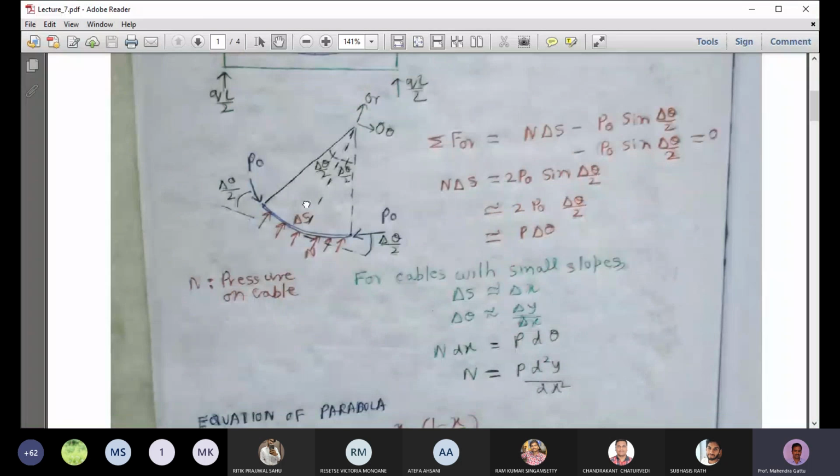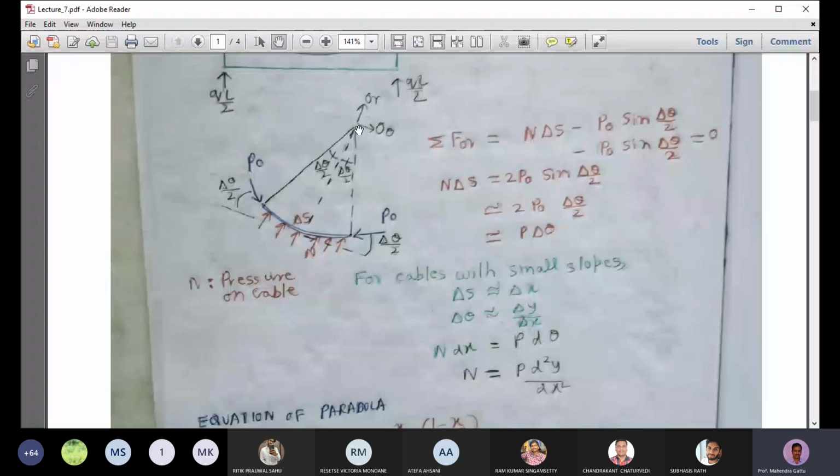So there will be pressure coming from the concrete onto the cable. That pressure is denoted by N, and it is like a stress value. When you multiply pressure with the area, we get the force. For this problem, we are assuming that the thickness is 1, and the force will be N times ds. So N into ds into thickness 1 gives N ds. Then we have this force P naught and this force P naught.